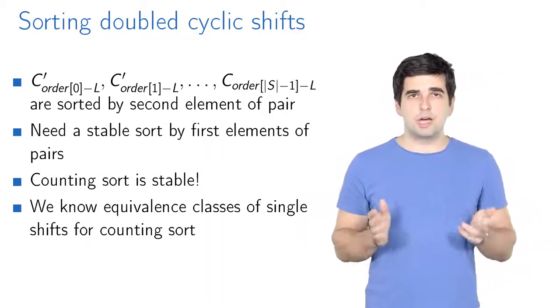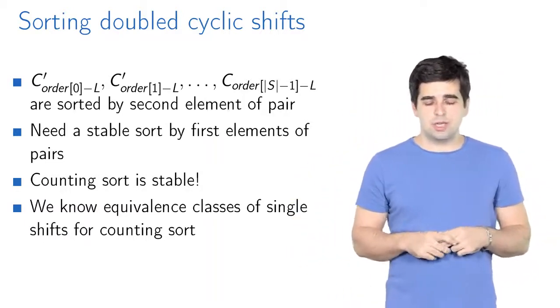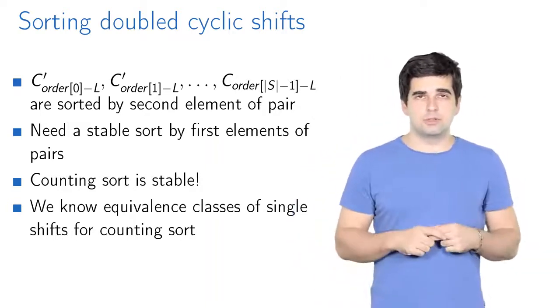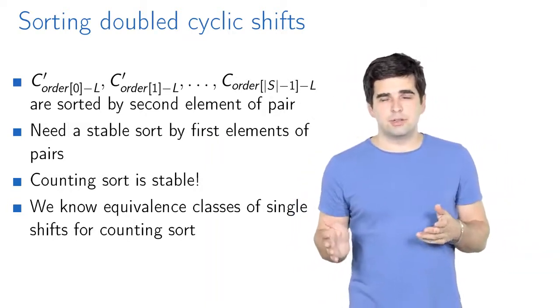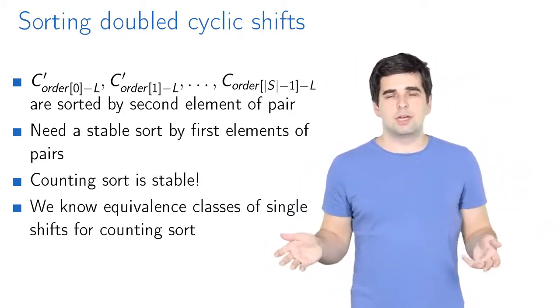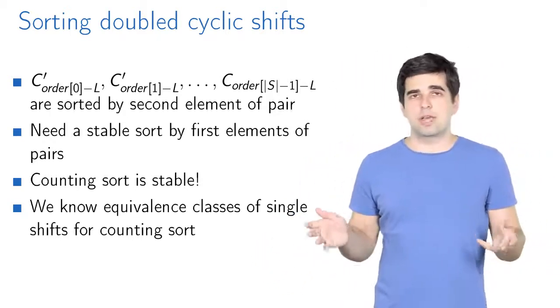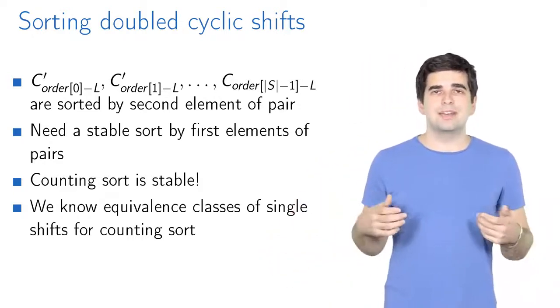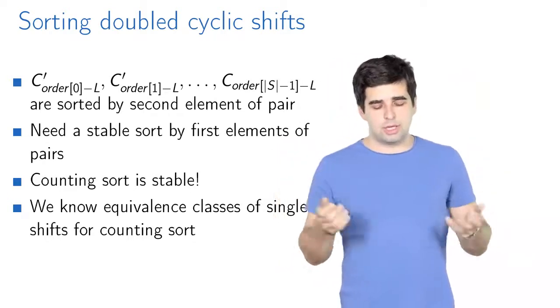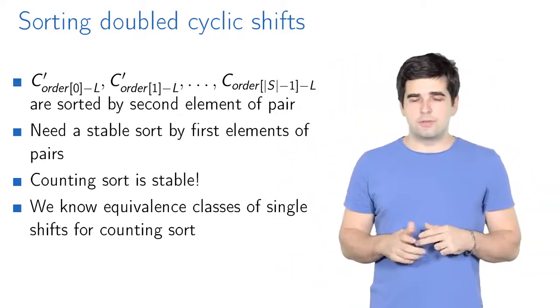But we know that counting sort is stable, and we know equivalence classes of single shifts for the counting sort, and we know that there are not many different single shifts. At most, the number of different single shifts is the length of the string. So we can again use counting sort to sort those equivalence classes of the single shifts.